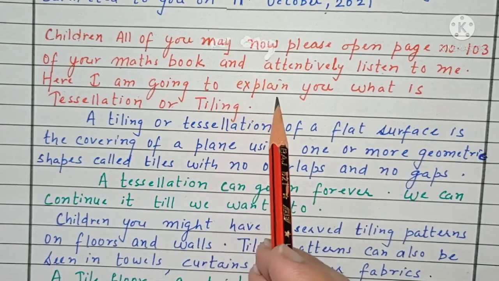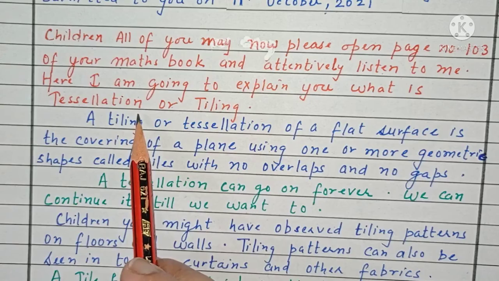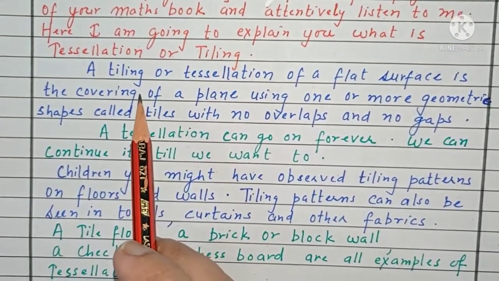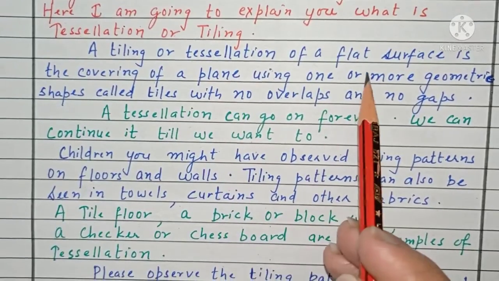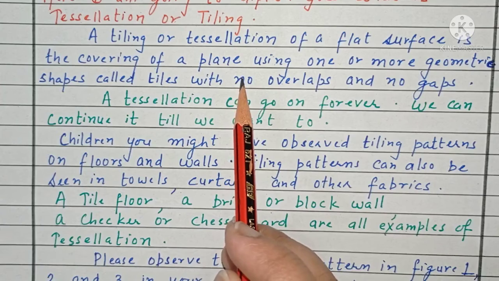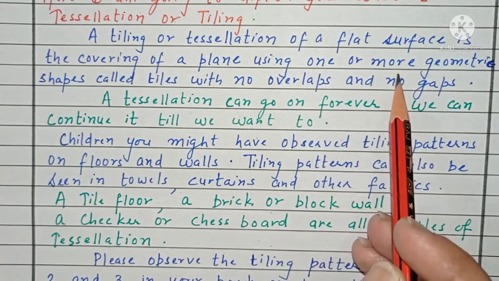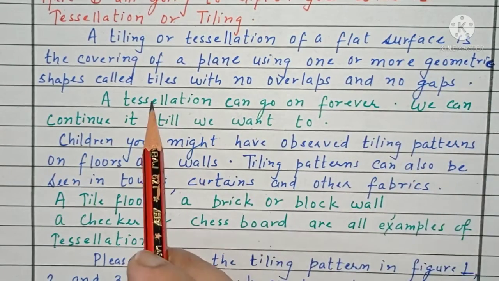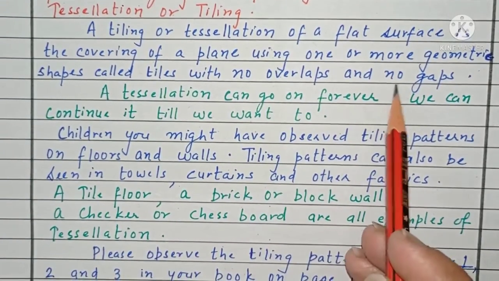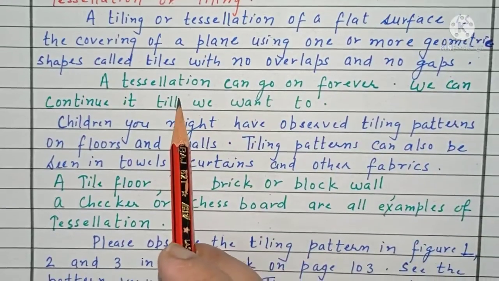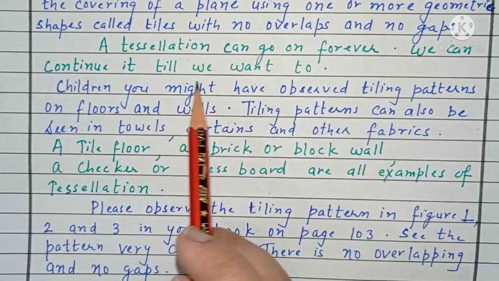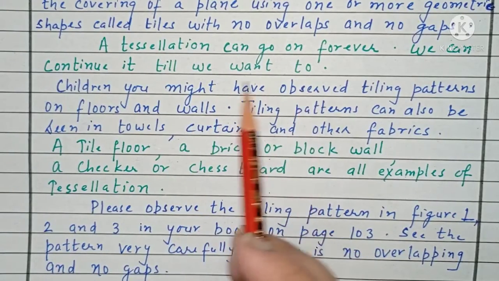Here I am going to explain to you what is tessellation or tiling. Dear students, a tiling or tessellation of a flat surface is the covering of a plane using one or more geometrical shapes, which are called tiles, with no overlaps and no gaps. A tessellation can go on forever. We can continue it till we want to.